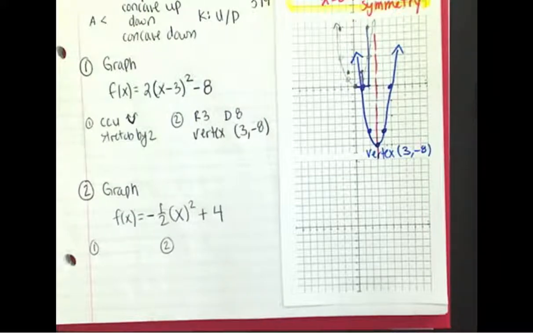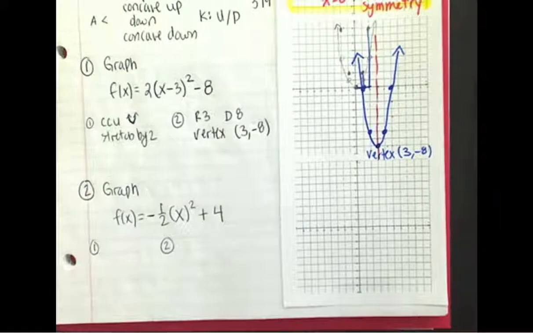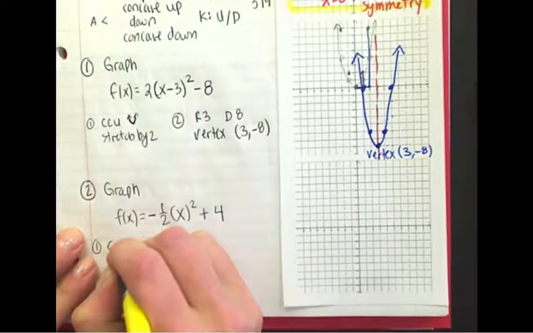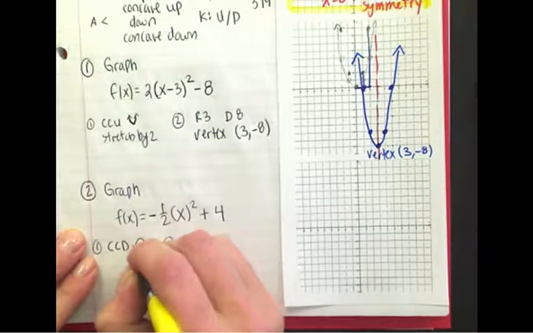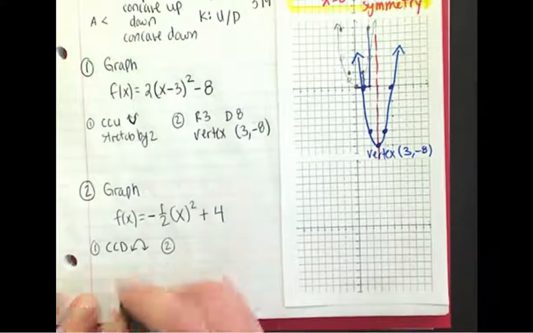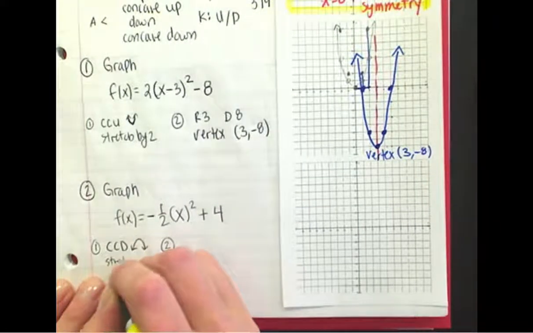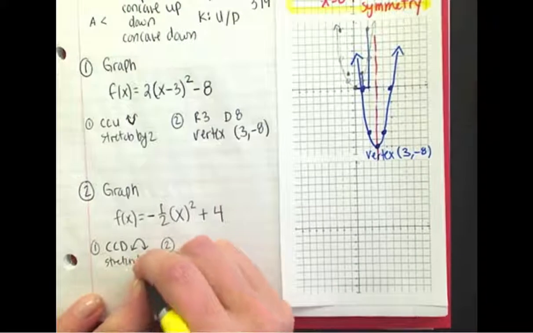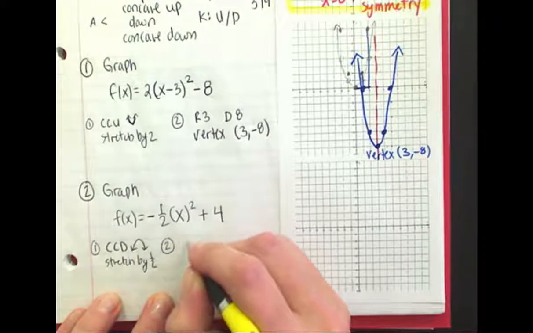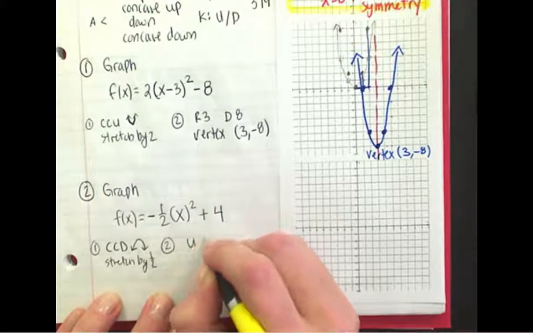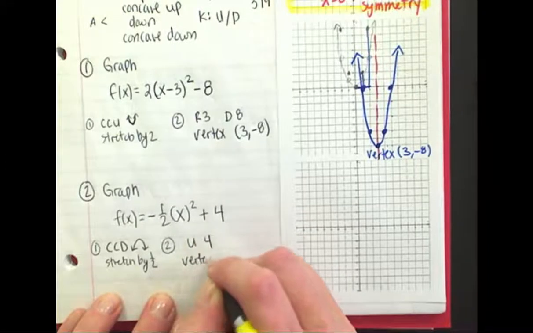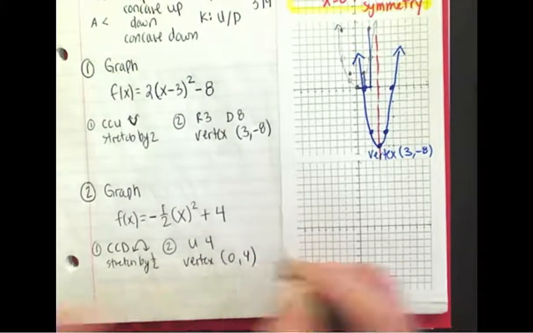Make sure you can label your points. I suggest you go for integers. Okay, so the first thing I'm going to do is say concave down like a frown, because my A value is negative, and stretch, technically compress, by 1/2. And this is up 4, which means my vertex is (0, 4).